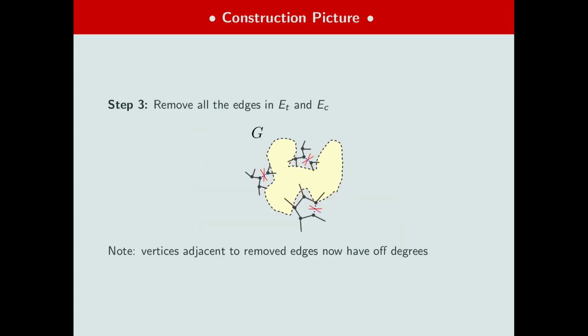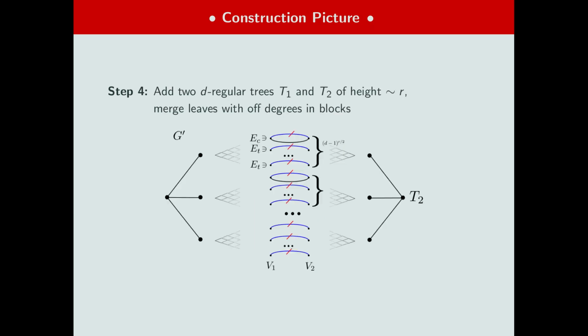Okay, now the third step is we're going to remove all of these edges in E sub t and E sub c from our graph. And since we break up every small cycle, the resulting graph has girth at least r, like we wanted. However, we might have some vertices that have off degrees, because we removed some edges. So all the vertices that were adjacent to some of the removed edges have off degrees. So we need to fix this by adding new edges strategically. And this is our final step.